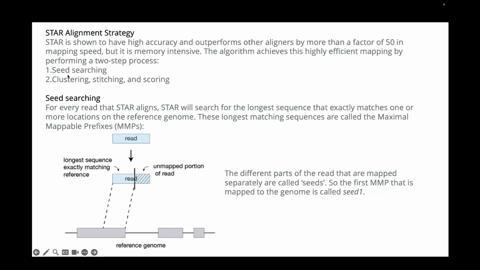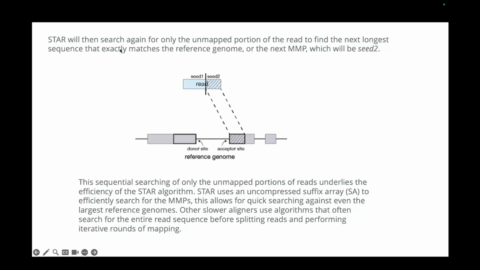It has majorly two processes: the seed searching, and next the clustering, stitching, and scoring. For every read, STAR will search for the longest sequence that exactly matches one or more locations in the reference genome. These longest matching sequences are called maximal mappable prefixes, or MMPs. So a part of the read is mapping to the reference genome. There will be an unmapped portion of the read as well. So STAR will then search again only for the unmapped portion of the read to find its next longest sequence that exactly matches the reference genome, the next MMP, which is seed 2. The sequential searching of only the unmapped portion of reads underlies the efficiency of the STAR algorithm.